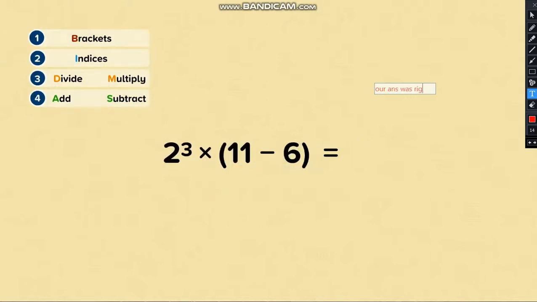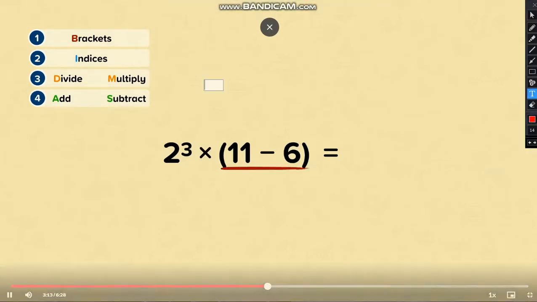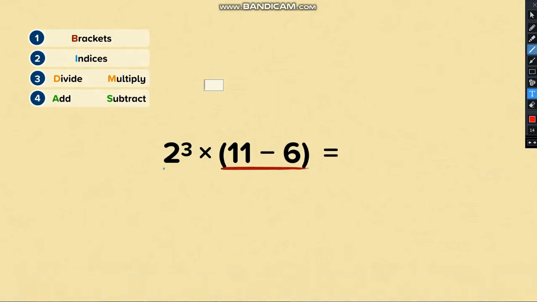Here's another example. Again, we first identify the operations. There's an operation inside brackets, an index number, and also a multiplication. We know from BIDMAS we've got to solve the operation within the brackets first. Then we've got to find the result of the index number, and then we need to multiply.